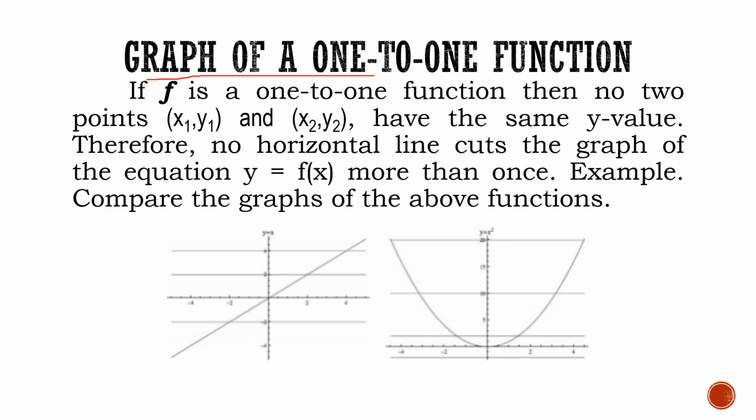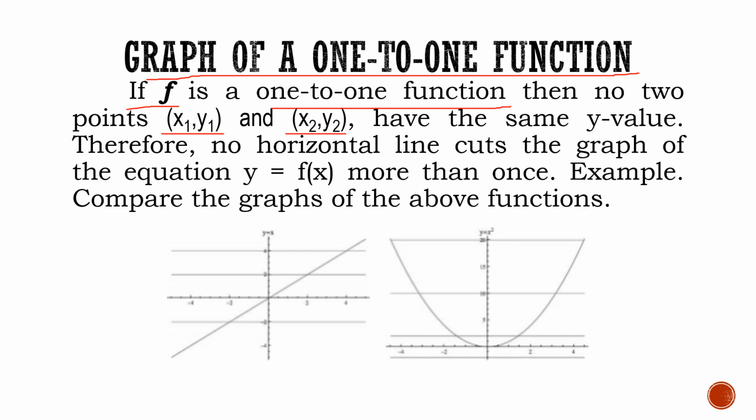So let's deal with the graph of a one-to-one function. If f is a one-to-one function, then no two points (x sub 1, y sub 1) and (x sub 2, y sub 2) have the same y value. Meaning, if we look for the graph of a one-to-one function, you need to satisfy that there are no points with the coordinates (x sub 1, y sub 1) and (x sub 2, y sub 2) that have the same y value. There is no such thing as the same y value in your graph.